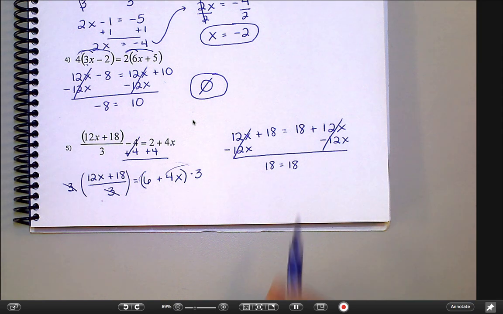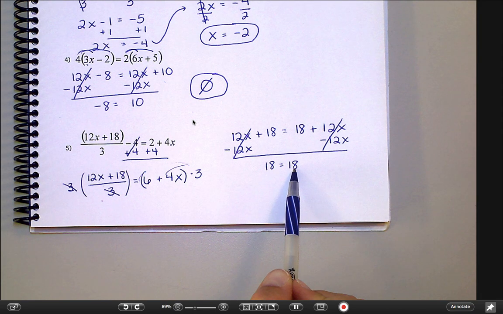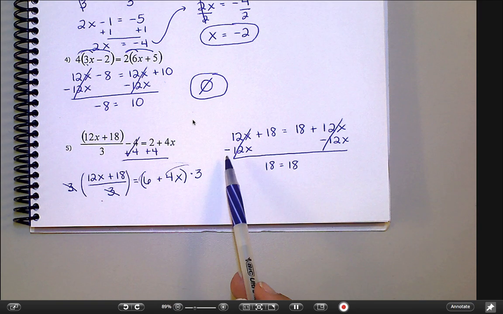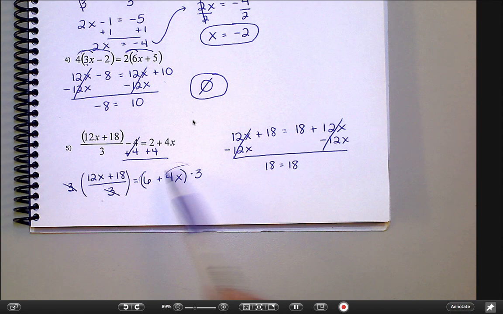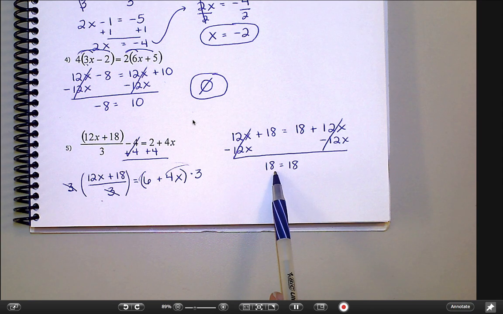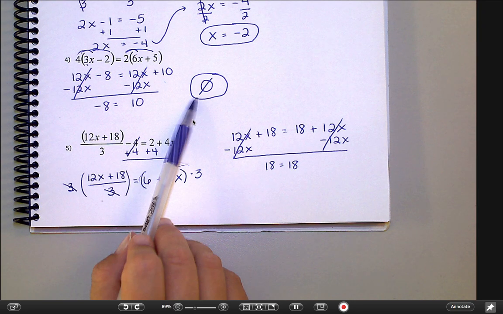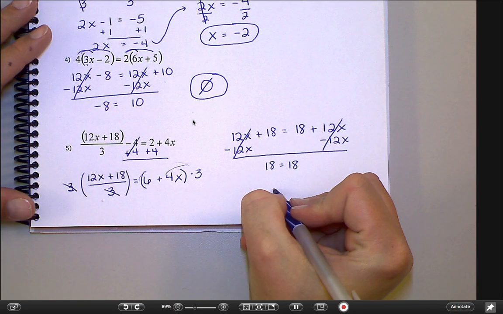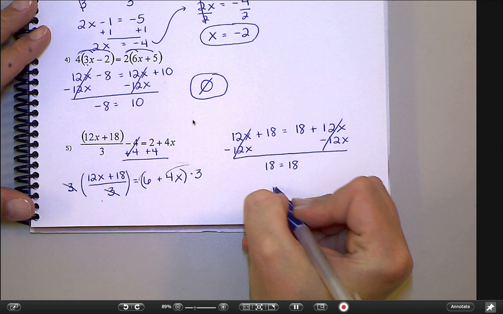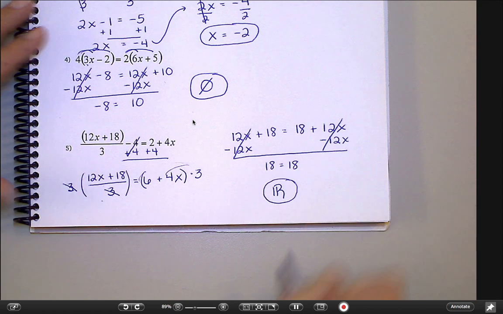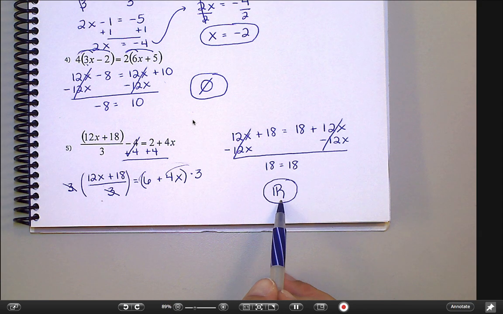Okay? Well, that's always true, right? And so what that really means is that any value of x I find here could make this equation true, because this is true 100% of the time. Okay? So instead of no solution here, what I'm going to say is my answer is all real numbers. That means that x can be anything. Okay, x can be any number I want, and it's still going to make 18 equal 18.